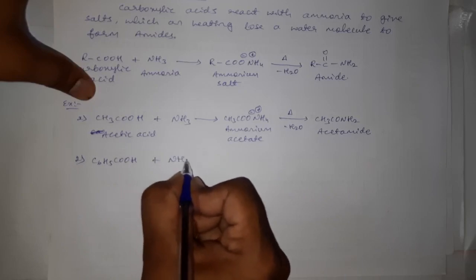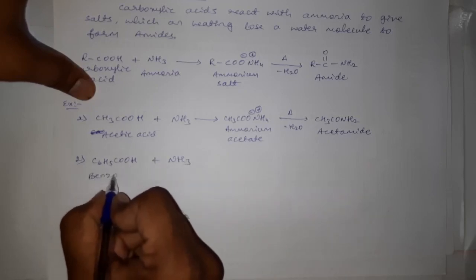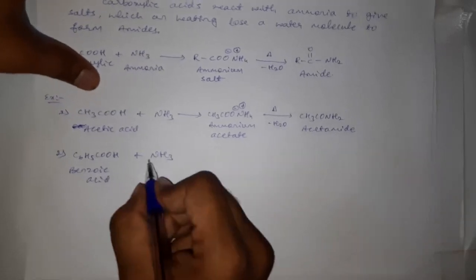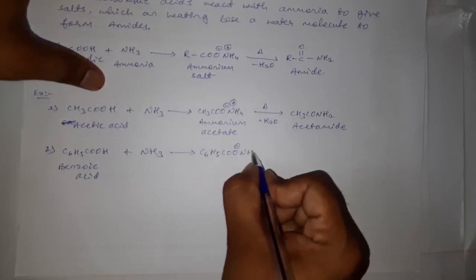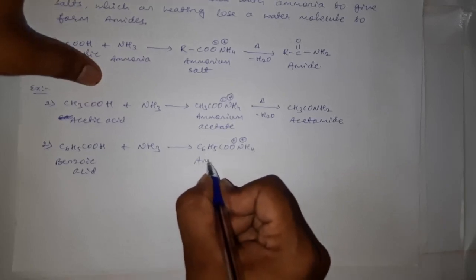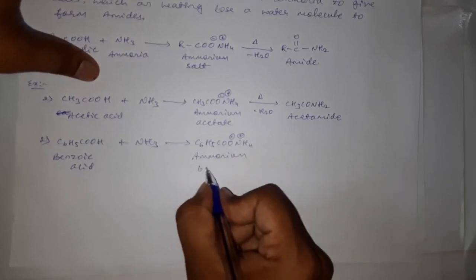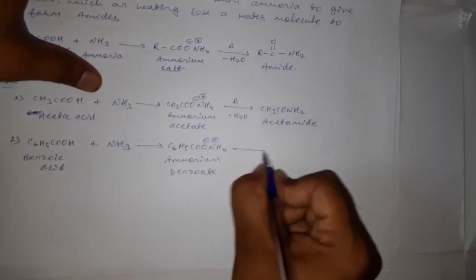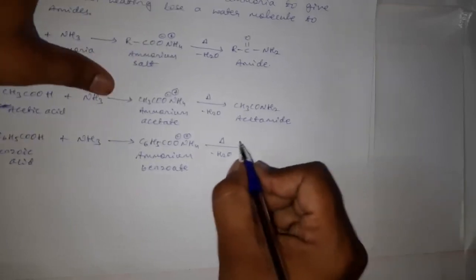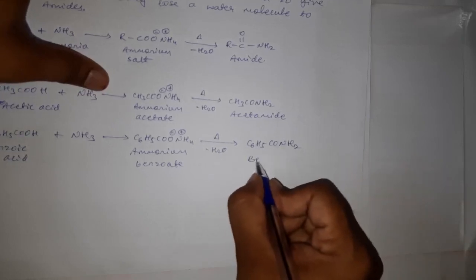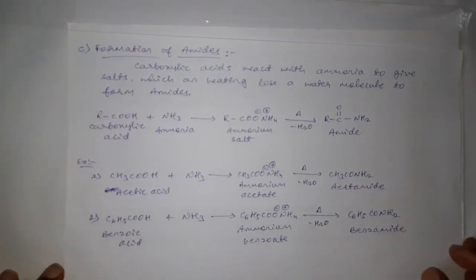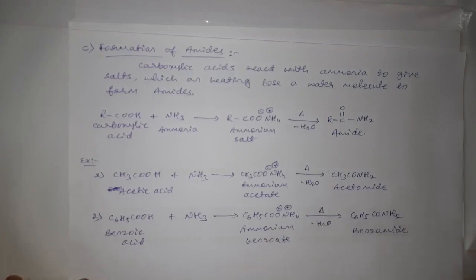C6H5COOH plus NH3, this is benzoic acid. When benzoic acid is treated with ammonia, first it will form a salt, C6H5COO- NH4+. It is ammonium benzoate, and when it is heated, it undergoes dehydration and forms C6H5CONH2, that is benzamide. Okay, this is the third type of conversion of carboxylic acids into its acid derivatives, that is amide. Here the OH group is replaced by NH2.